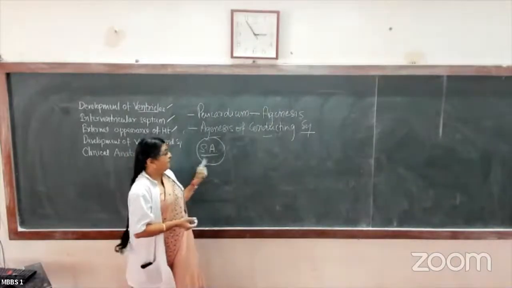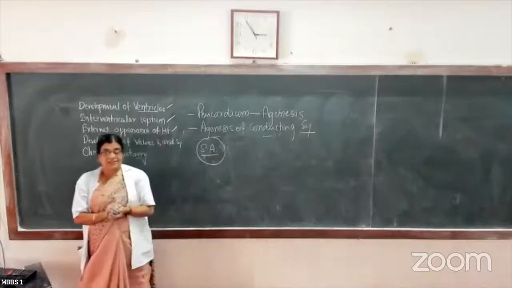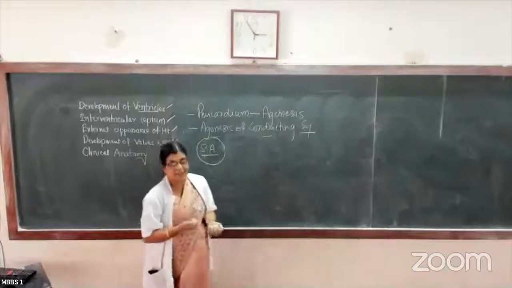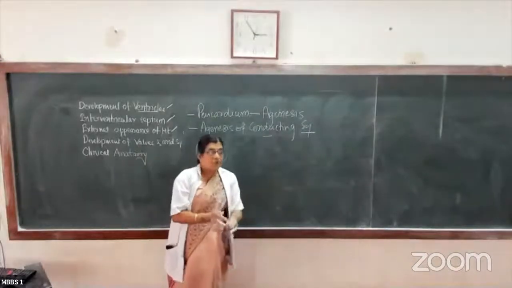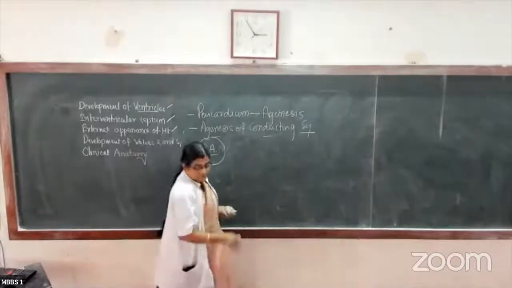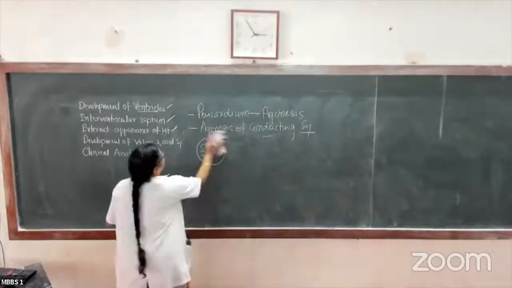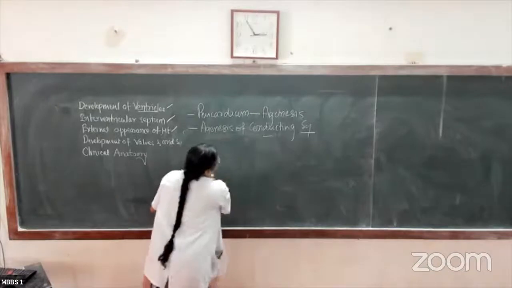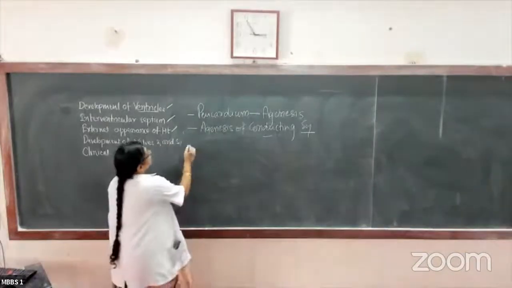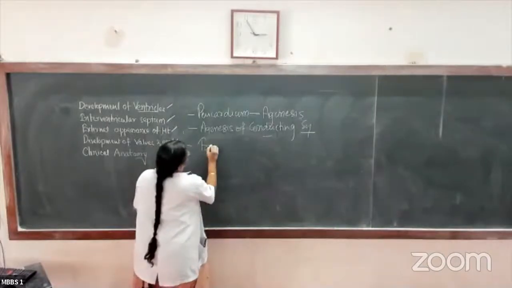Okay. The AV node is present in the left wall of the sinus venosus. As the sinus venosus is absorbed, it goes near the interatrial septum. So this is the normal development. If they are not formed, this is also one developmental defect. Now some other conditions are transposition.